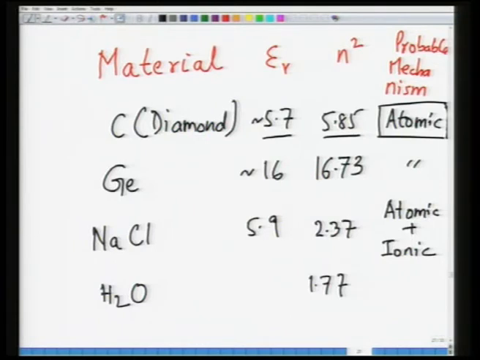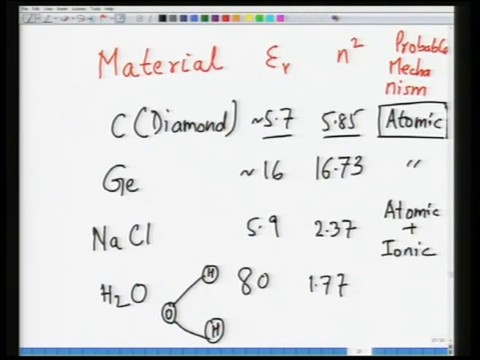Water's n square value is 1.77 and the measured value is 80. This is because water not only has atomic and also ionic, because you have hydrogen and oxygen ions, but also dipolar, simply because the molecular structure of water is something like this. So, this is oxygen, this is hydrogen, this is hydrogen. As a result, it has a finite dipole moment and this can be rotated by application of an electric field.